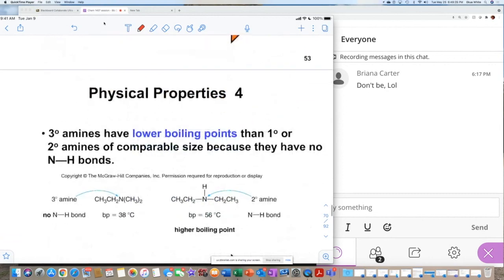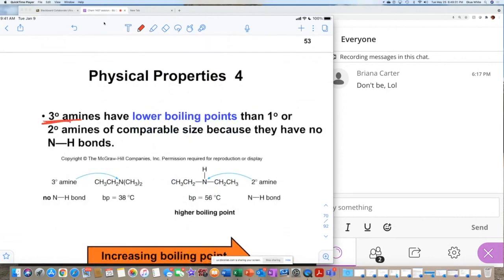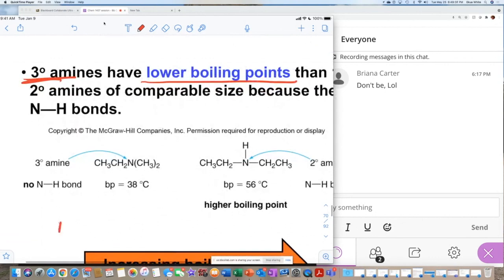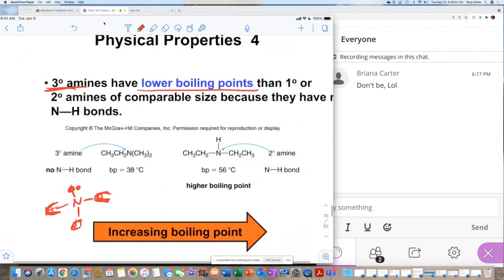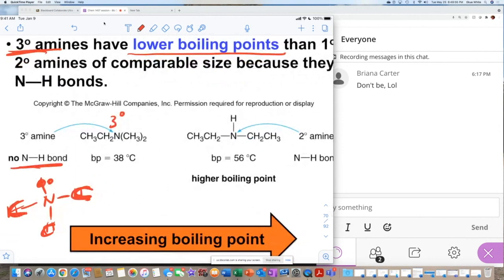Interesting. Okay, tertiary amines have lower boiling point because they don't have any hydrogen bond. Do you all see that right here? All the NH bonds that used to be there got broken. Well, this is a lone pair. They got broken, so they got replaced with carbons and carbon-hydrogen bonds. So look at this. This is a tertiary amine, right? With no hydrogen bonding, the boiling point is 38 degrees Celsius.